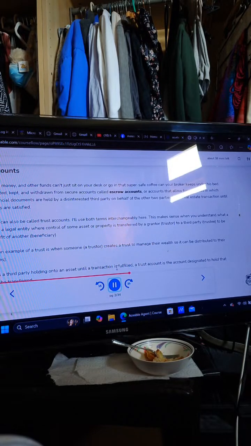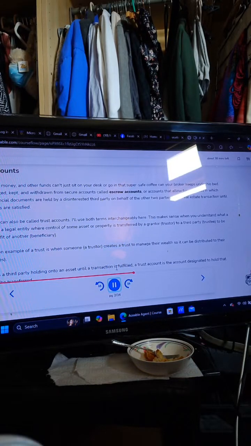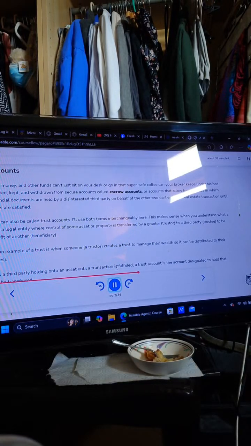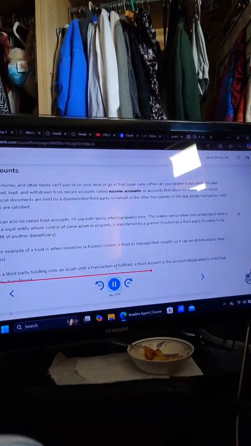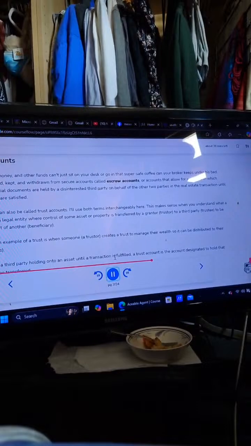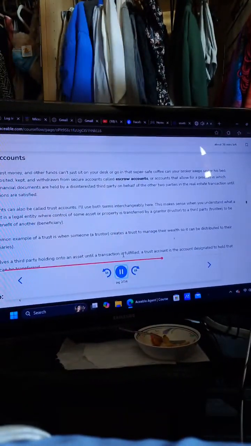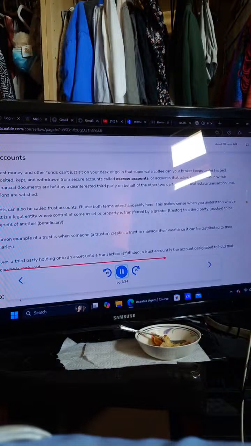This makes sense when you understand what a trust is. A trust is a legal entity where control of some asset or property is transferred by a grantor, trustor, to a third party, trustee, to be held for the benefit of another, beneficiary. The most common example of a trust is when someone, a trustor, creates a trust to manage their wealth so it can be distributed to their heirs, beneficiaries. If a trust involves a third party holding on to an asset until a transaction is fulfilled, a trust account is the account designated to hold that asset until it can be transferred.